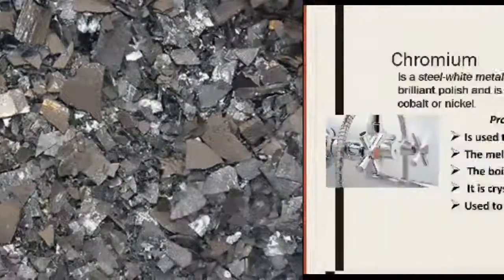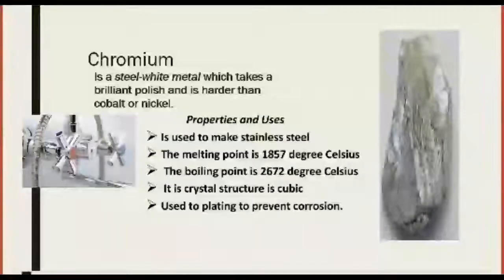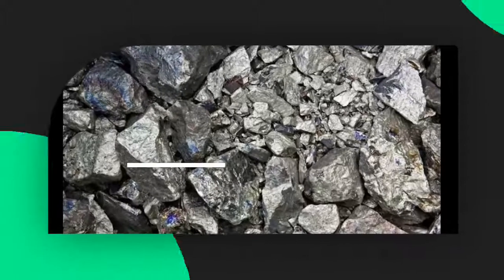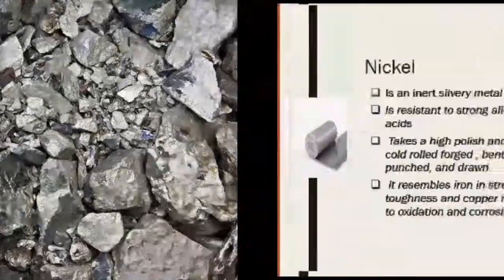Another is chromium. Chromium is a steel-white metal which takes a brilliant polish and is harder than cobalt or nickel. Chromium is used in making stainless steel, hardened steel, and other alloys.